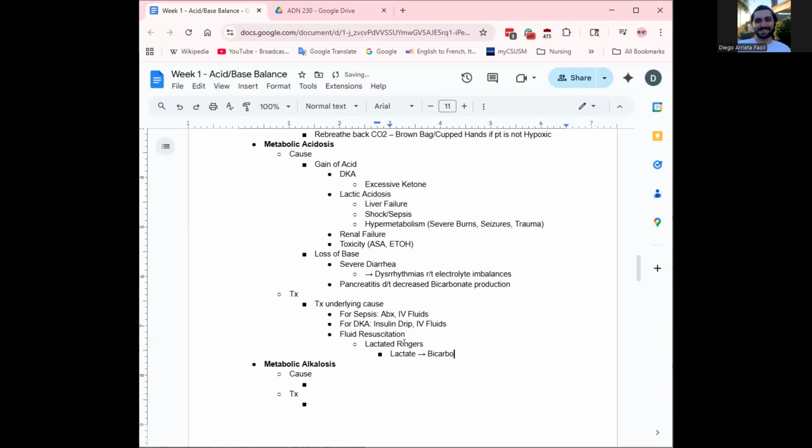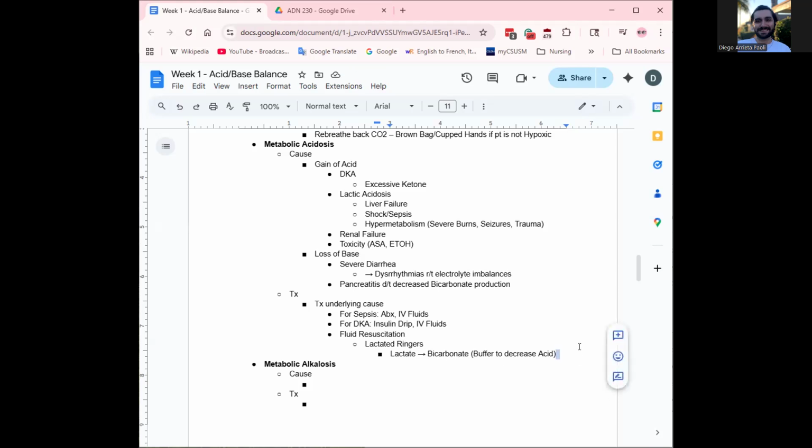So don't confuse lactate with lactic acid. They are different. The lactate in the lactated ringers becomes bicarb, and we know bicarb is a buffer. So buffer to decrease acid. That's the main reason for that. And that too, replacing lost electrolytes.